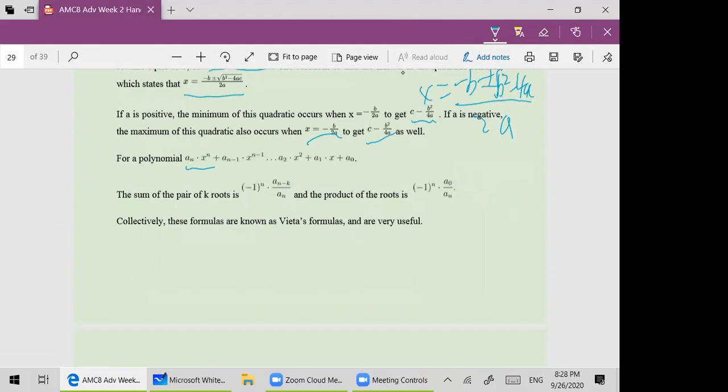This is what a single variable polynomial looks like. And the sum of the products of the roots taken k at a time is minus 1 to the power of k times a sub n minus k over a sub n, and the product of the roots is this. And there are also more, but yeah. These formulas are known as Vieta's formulas and are very useful, but I do not expect that you will need them on an AMC 8.